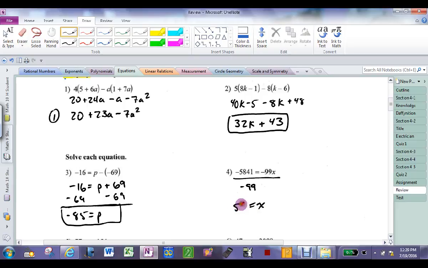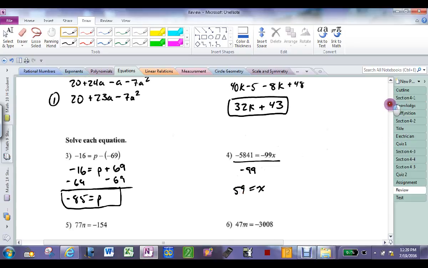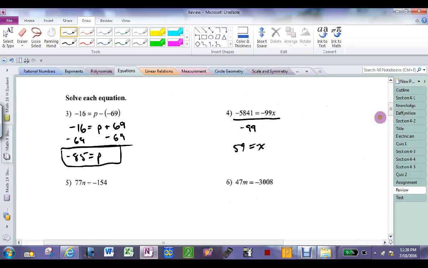Looks right to me. Isn't this supposed to be x equals, not 59 equals x? Doesn't matter. Order doesn't matter.